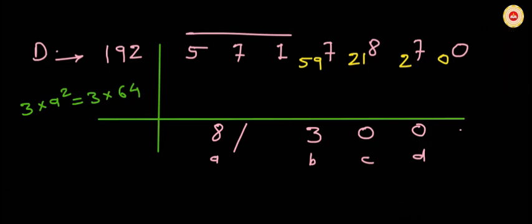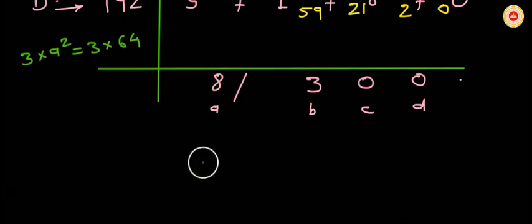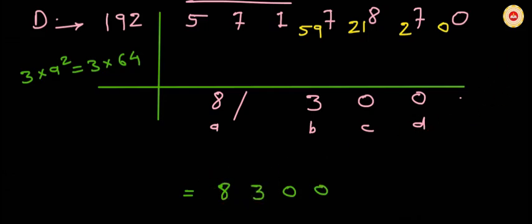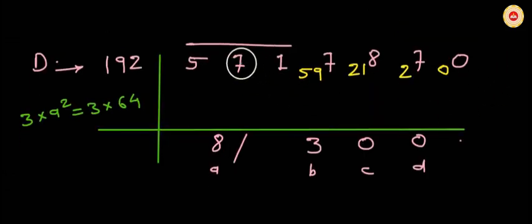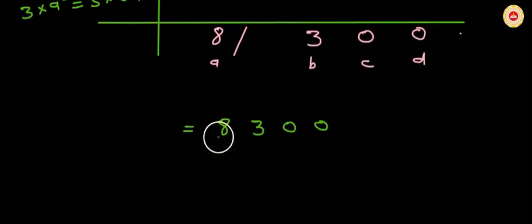Let us write the final answer. Start writing from the left side. Write first digit 8, write second digit 3, write fourth and fifth digit 0, 0. Now giving the decimal point. For that, count the number of groups you have formed in the given number. There is only one group. So count one digit from the left side and give the decimal point. Okay, this is the decimal point.